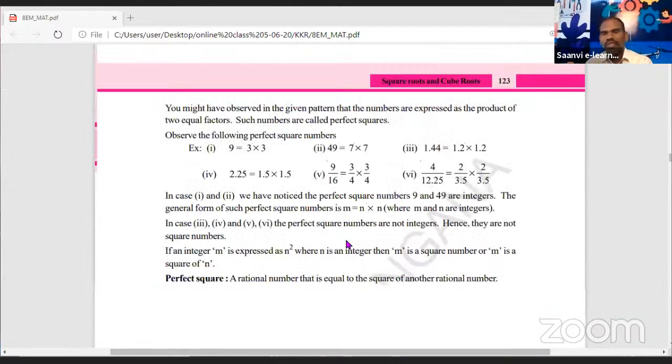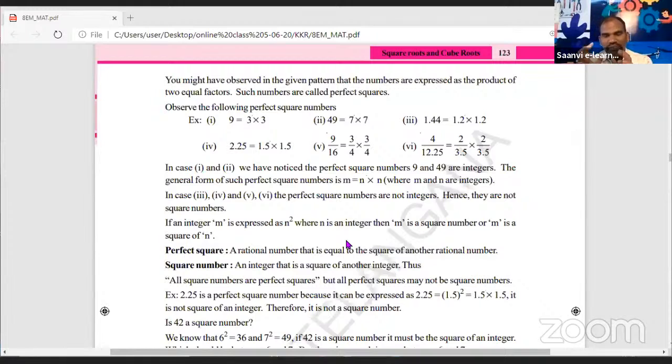Square, suppose, the number which is multiplied by itself is called a square. If a number is multiplied by itself, suppose 1 is there, 1 into 1. 2 is there, 2 into 2. 3 into 3. 4 into 4, 5 into 5, like that. So 3 into 3 equals 3 square. That value is 3 into 3 equal to 9.